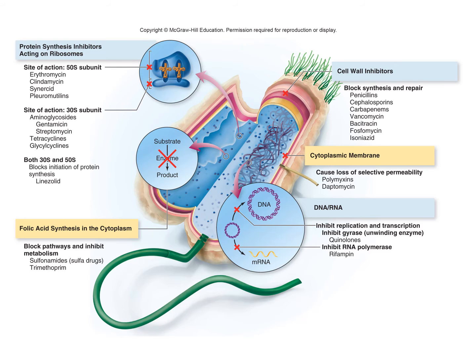So it can either inhibit replication and transcription, or it can inhibit the RNA polymerase. You have folic acid synthesis, which is something else that the cells can use. And then you have protein synthesis inhibitors that act on the ribosomes. So it breaks it down into actually what subunit. So is it the large subunit, the small subunit, or is it both?